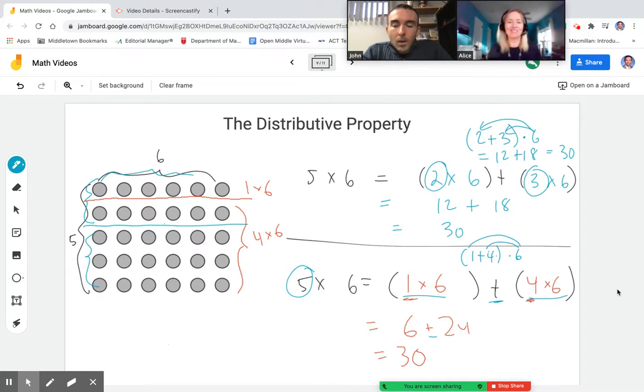Right, and I think sometimes in middle school you're just told, here, you draw the arrows, this is what you do, but the reason for why we do it is rooted in arrays and being able to break up an array in different ways, different numbers of rows and columns to find the product.